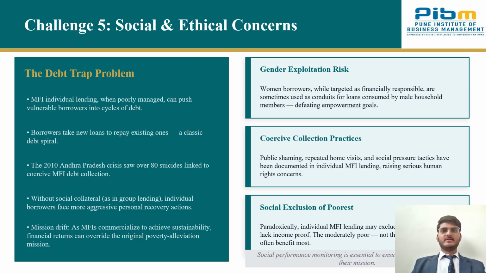Fifth is social and ethical risk. Without group accountability, individual borrowers face more aggressive recovery tactics: home visits, social pressure, and public shaming. The 2010 Andhra Pradesh crisis, where 80 plus suicides were linked to coercive MFI collections, remains the most extreme example of what happens when commercial pressure overrides human dignity. Mission drift is also real. As MFIs commercialize, they shift toward moderately poor borrowers, abandoning the ultra poor they were designed to serve.